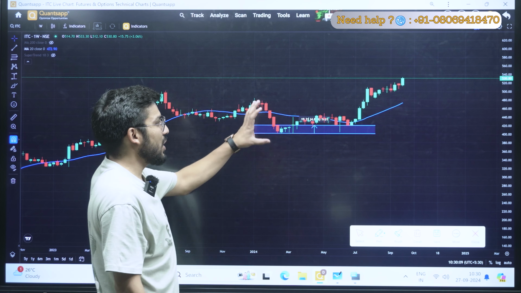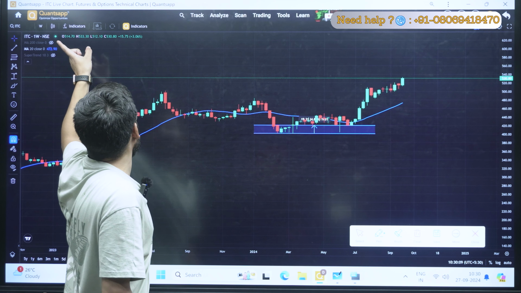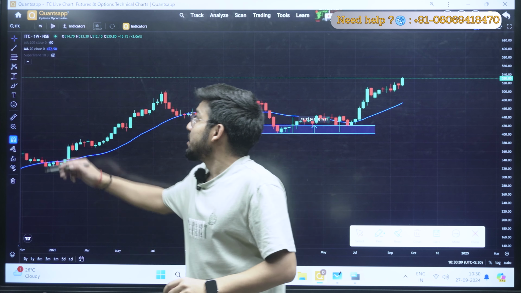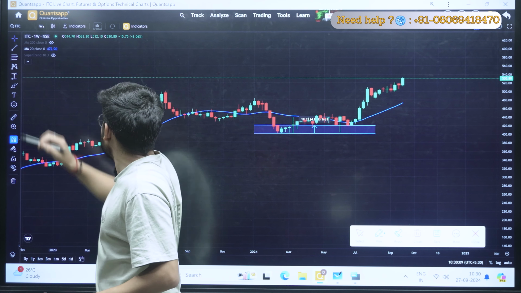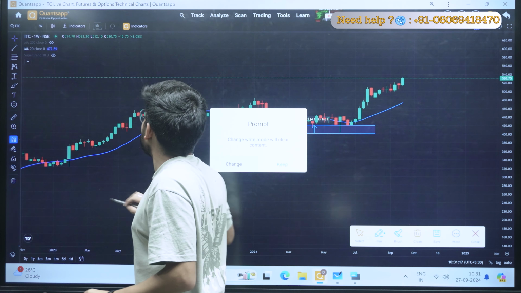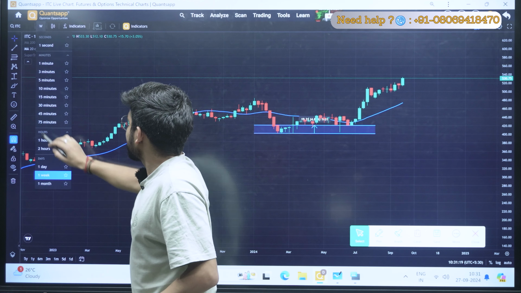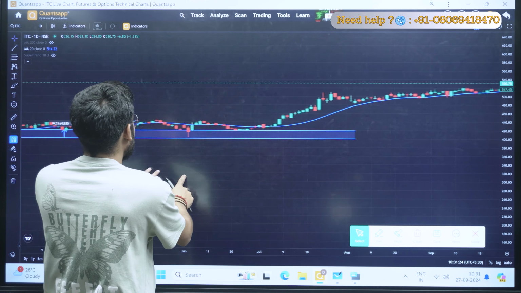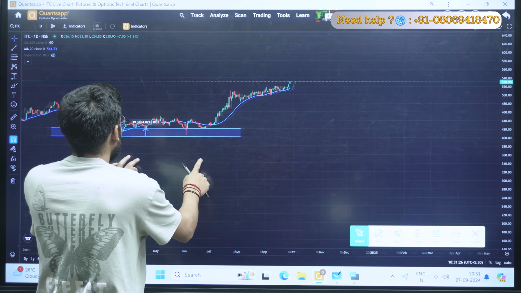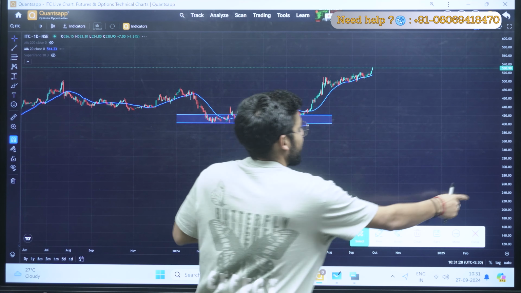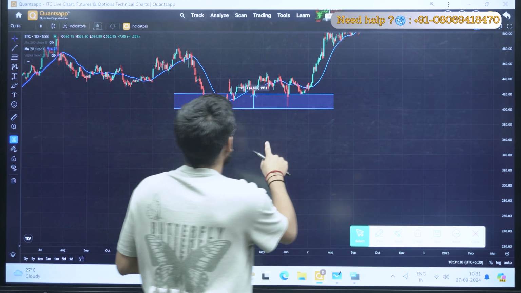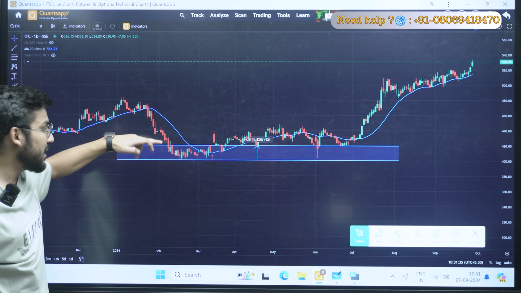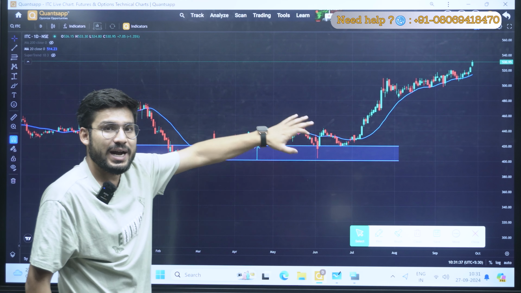Now I have analyzed it in the weekly time frame. If I'm doing swing trading, I will now apply the daily time frame. So now you can see in the chart, when I have drawn this demand zone on the weekly time frame, in my daily time frame the market was taking proper support at this zone.